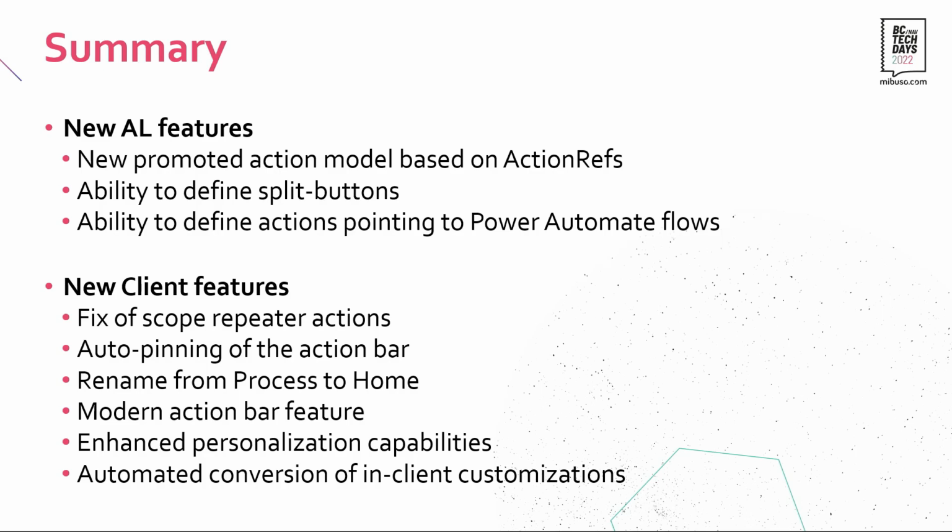So as a summary for this session, you've seen different things. We've shown you mainly the new promoted action model based on ActionRefs. We've shown you also that you now have the ability to create split buttons, but also define some custom actions pointing to Power Automate flows. And then for client features, now we have scoped repeater actions that you can use without promoting an action. We also pinned the home tab by default. Yes, the group has been renamed from process to home, and there are modern action bar features, enhanced personalization capabilities, and lastly, the automated conversion of the client customization that Quentin just demoed.